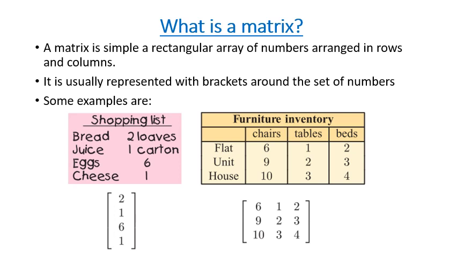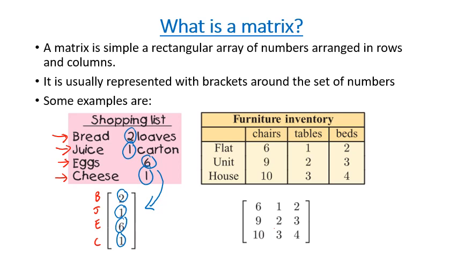Now, a matrix is essentially a simple rectangular arrangement of numbers in rows and columns. And we usually represent them with brackets around them. So here's some examples. In our first example, you can see that we've got a shopping list here of bread, juice, eggs and cheese, and you can see the numbers 2, 1, 6, 1. Now these numbers are arranged in what we call a matrix, where we've got the 2, the 1, the 6 and the 1. So this would be the bread, this would be the juice, this would be the eggs, and this would be the cheese.